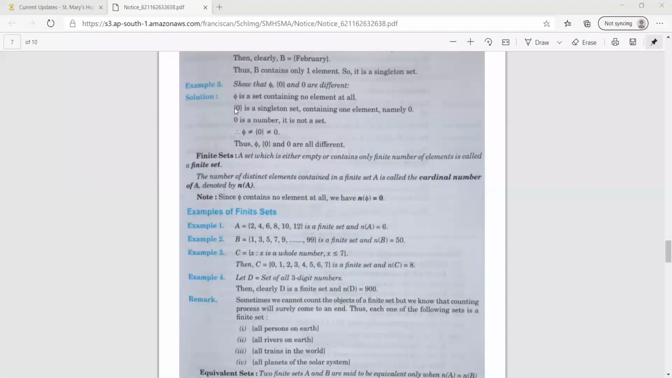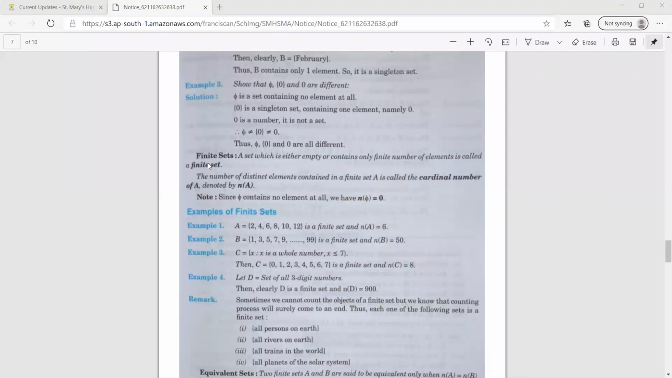Then show that phi and {0} are different. Now this is very important. If you have understood these different terms, then you'll know. Now what is phi? Empty set is a set containing no element at all. And what is {0}? This is a set which is having one element, 0, in it. So this is a singleton set containing one element, namely 0. And 0 is a number, it is not a set. If it needs to be a set, you need to put curly brackets over it. So 0 is not a set at all. Therefore, all these three things are different.